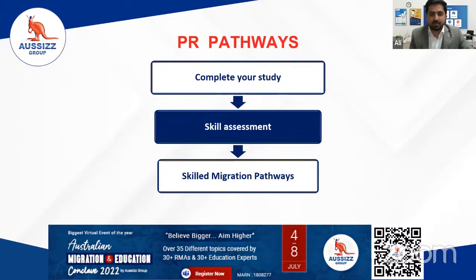Skills assessment is the first step if you want to apply for skilled migration visas, including 189, 190, or 491. It's also required if you're applying for the 482 visa under certain occupations, and for the 186 employer-sponsored visa under the direct entry stream. Skills assessment is really important for all these visas, and if you don't have it, you cannot proceed with those visa subclasses.